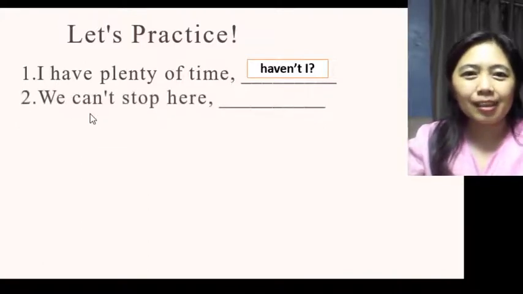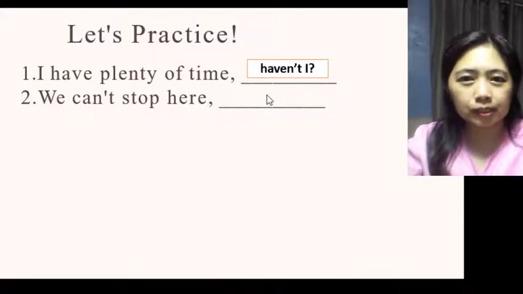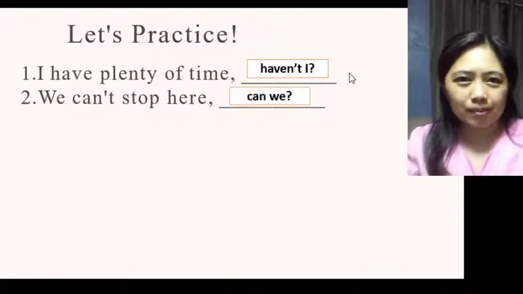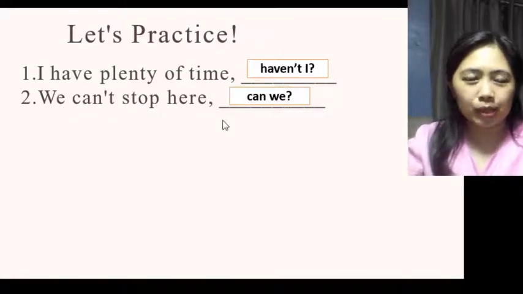Second, "We can't stop here." Can't is negative, so you just have to change this to positive. So we say, can we? See, the same pronoun is used.